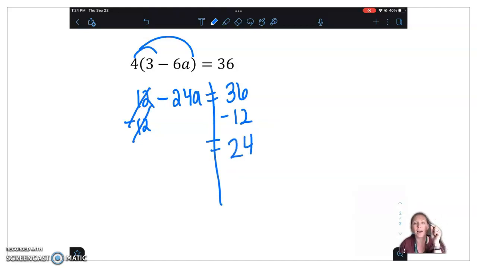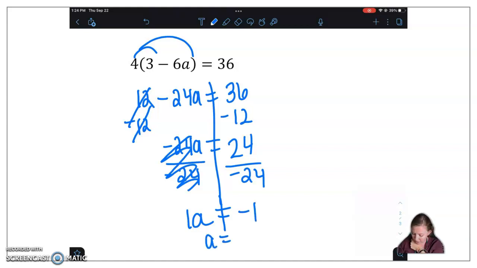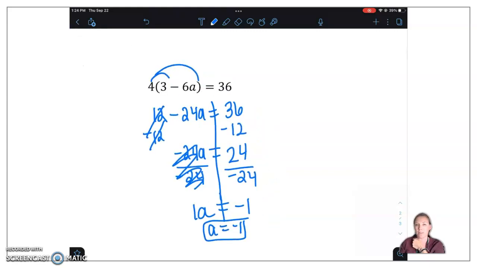And then we have a -24a we bring down. So signs matter. Make sure you look to the left of the term. And then we're going to divide both sides by the coefficient. That's going to be 1a, or just a, and then 24 divided by -24, which is -1. So for this one, a is equal to -1 for your final answer.